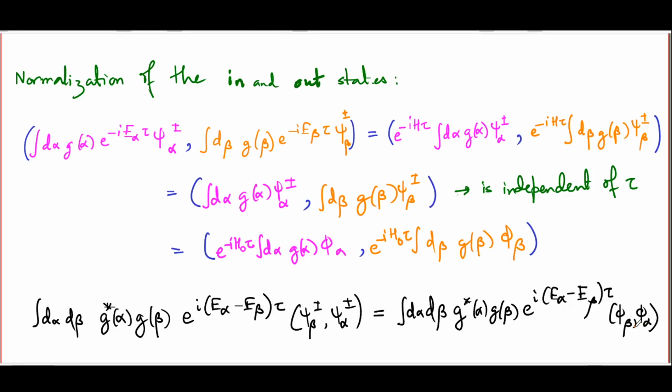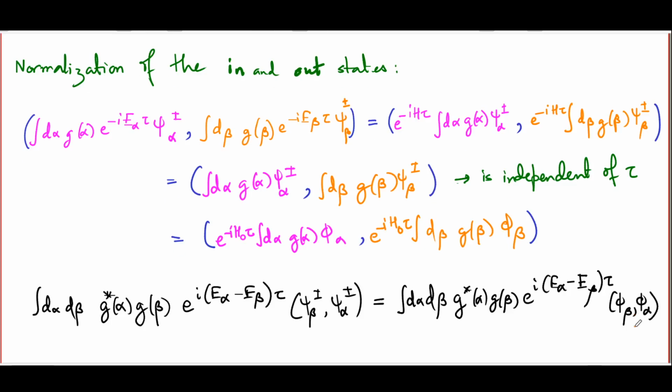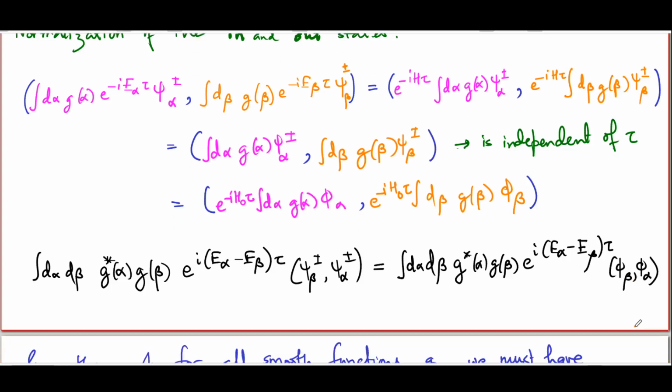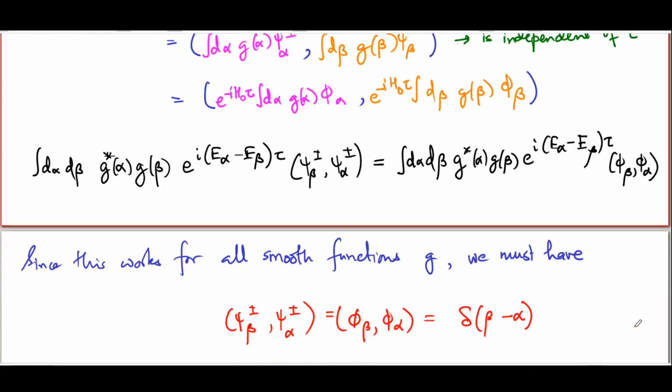Since this has to work for all smooth functions g, it follows that the inner product of psi beta plus with psi alpha plus and psi beta minus with psi alpha minus must be the same as the inner product of phi beta with phi alpha. That means it must be delta of beta minus alpha. So we have managed to prove that the in and out states are also normalized in the same manner as free particle states are.